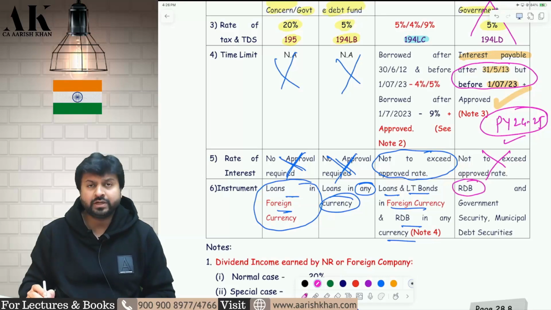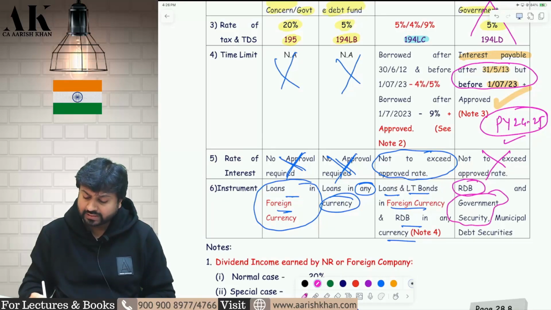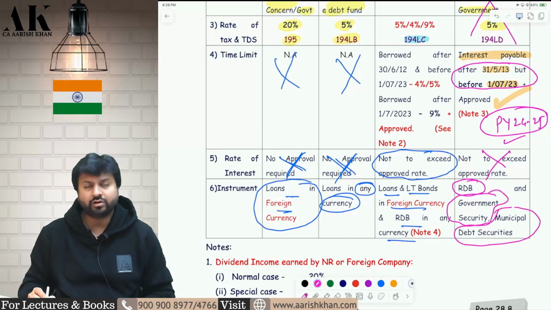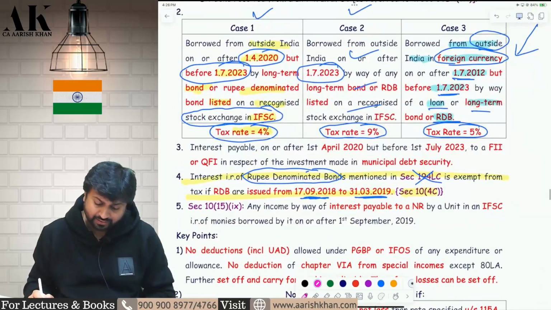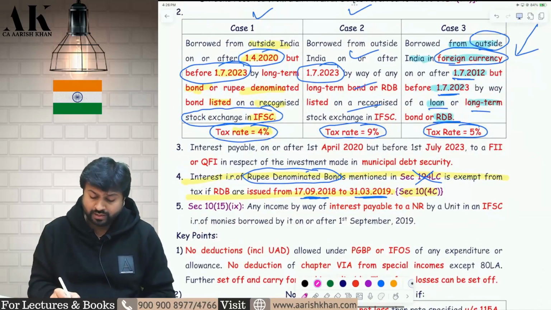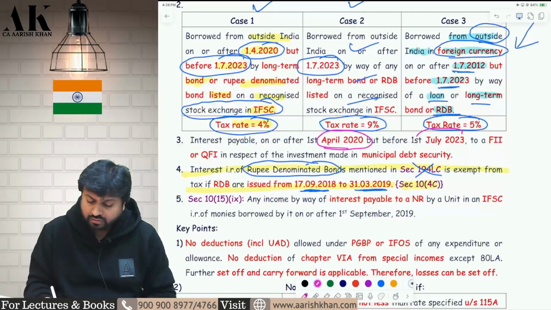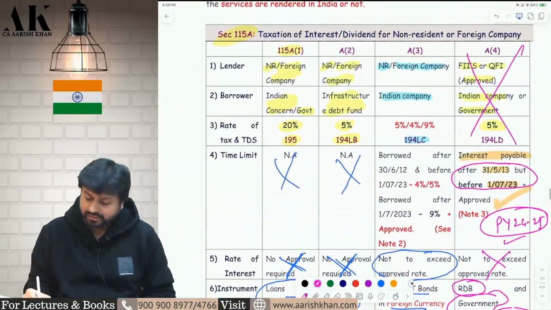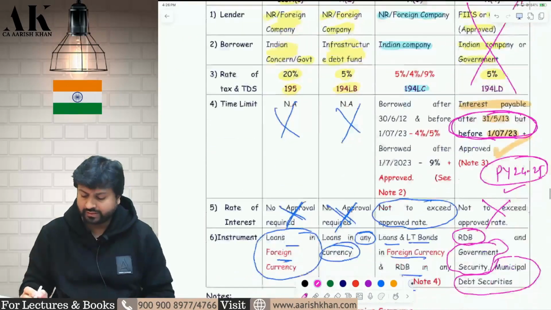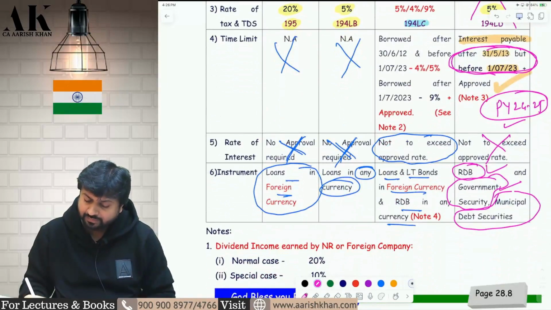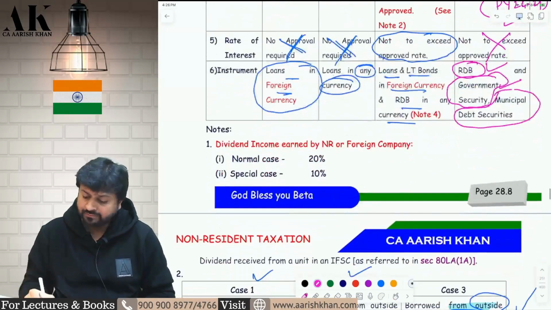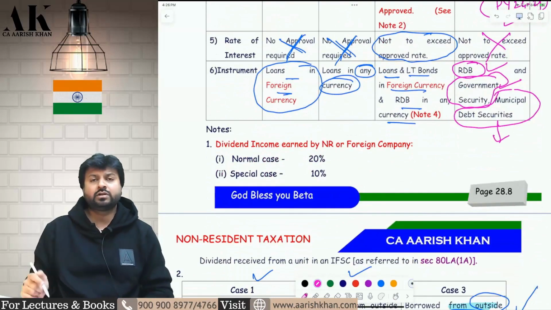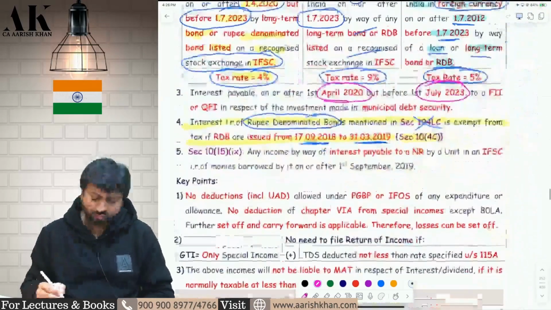We are going to issue rupee denominated bond. We are going to issue government security and also municipal debt securities you can issue. For municipal debt security, the time limit is slightly different. It is not from 2012. It is from 2020 to 2023. For the rest of the two, the time limit is from 2013 to 2023. So for government security and for RDB, for rupee denominated bond, it is 31st May 2013 to 1st July 2023. And for municipal debt security, it is 2020 to 2023. I hope it is clear to all of you.